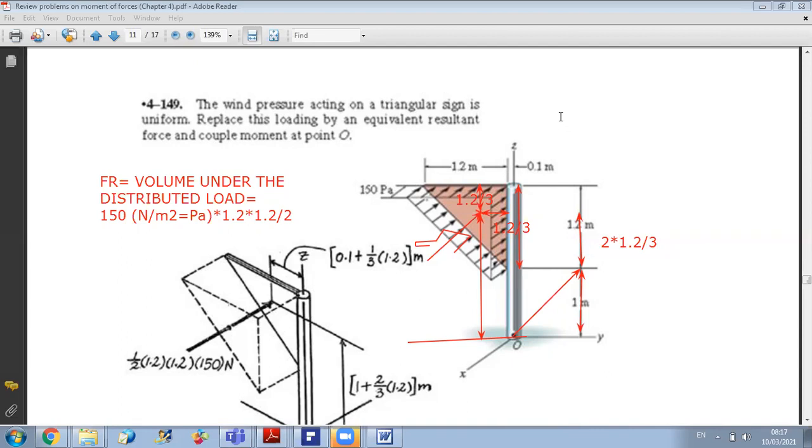So I can say that the moment resultant about the y-axis passing by O is equal to minus the resulting force Fr times the distance, which is 1 plus 2.4 over 3. This is the y component of the moment. Now, for the z component, do I have a moment about z?